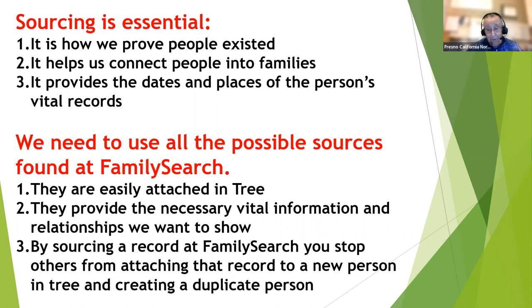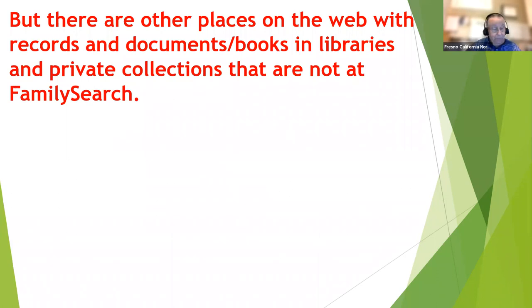But of course, eventually the point of time comes that we've used up everything at FamilySearch. And by far, we need to realize that FamilySearch doesn't have everything. There are many other sources, many places where we can go to find records and documents outside FamilySearch, and even books and other things like that in libraries or private collections, other websites. And these can all be sourced to our people that are in the tree at FamilySearch. And there's about four different ways that we can do this. And we're going to go through those different ways today.